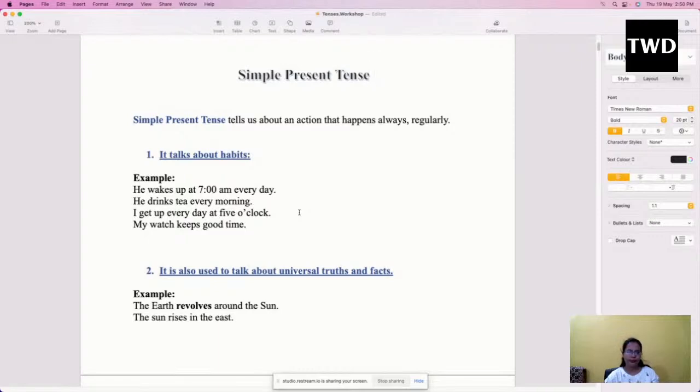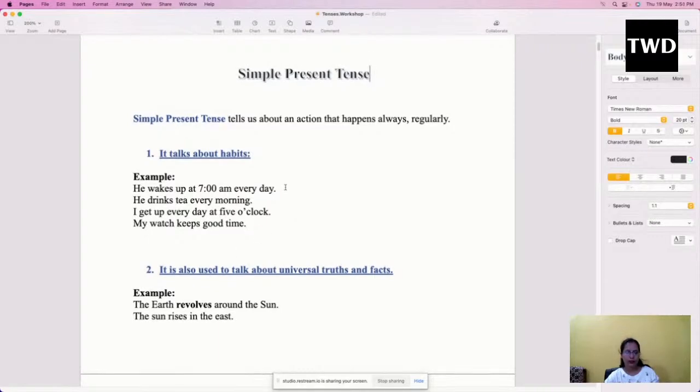Yes. Then sentences which are universal truths, which cannot be changed, also come under simple present tense. So it is also used to talk about universal truths and facts. For example, the earth revolves around the sun. It's a universal truth, we cannot change that truth. It is always going to remain that way, that the earth will always revolve around the sun. The sun rises in the east. The sun is always going to rise from the east. It is never going to rise from the west.